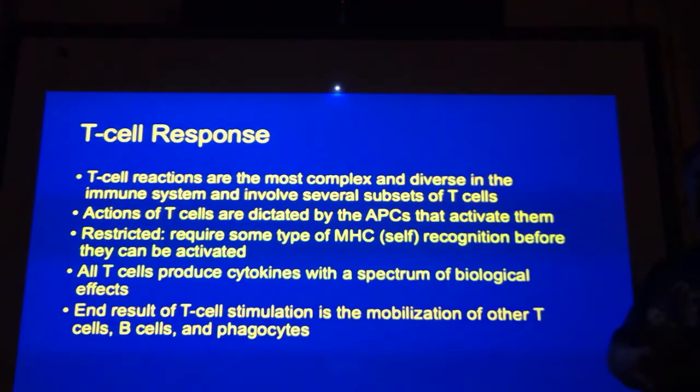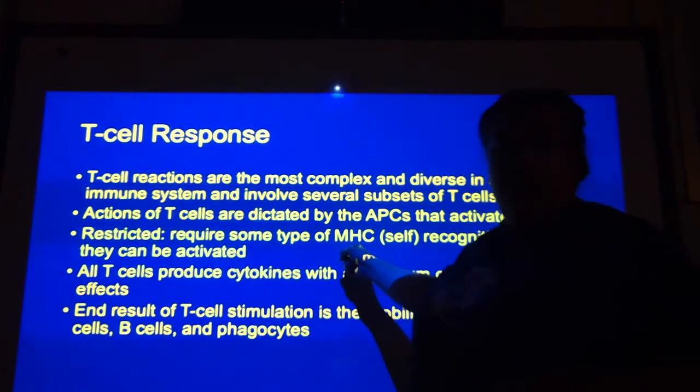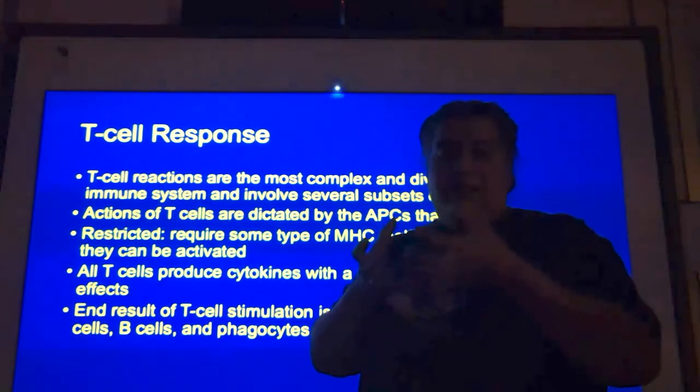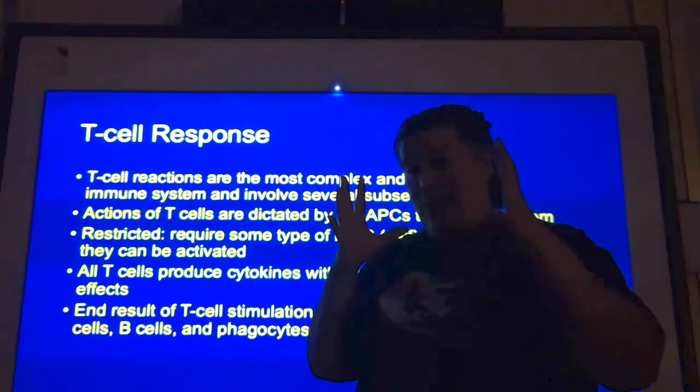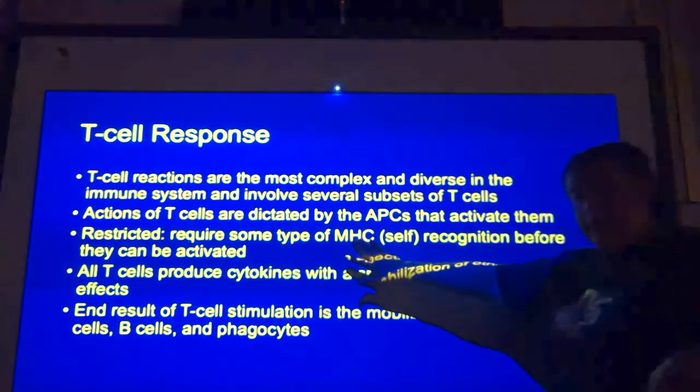T cell reactions are some of the most complex and diverse in the immune system, and they do involve, as you just saw, several subsets of T cells. The actions of the T cells are actually dictated by the antigen presenting cells that activate them. And you'll see why I say that in just a second. Their response is somewhat restricted because of the requirement for that MHC molecule. MHC has to have something on its surface so CD4 or CD8 will recognize it. That's why we say it's restricted, because this is a requirement.